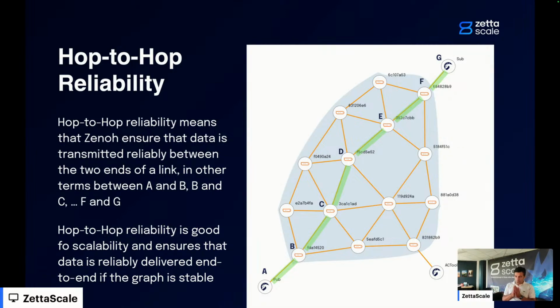And the nice feature of hop-to-hop reliability is that it is very, very scalable. In this kind of network, the publisher A, which might be a microcontroller, could have a zillion subscribers across the globe, but still it only has a reliability session with the next hop, which is B. So in terms of reliability state, that's very, very compact. So that's very good for scalability.